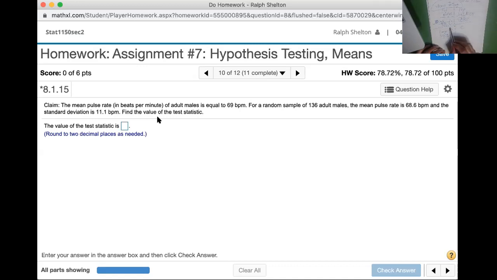Now, Z is slightly simpler than T, right? Because with T, we have to keep track of degrees of freedom. With Z, there's only one Z curve, only one. So the Z star value only depends on your confidence level. You look up the confidence level, that tells you what Z star is, you're finished.